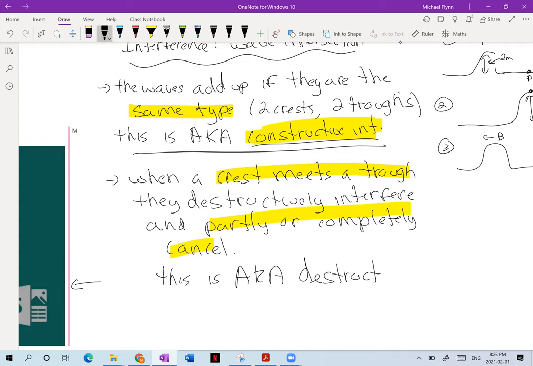Now notice the waves aren't destroyed. They just disappear at that point, P. Okay, but then they just keep going. They still pass through each other, but they cancel when they overlap. So this is destructive interference.